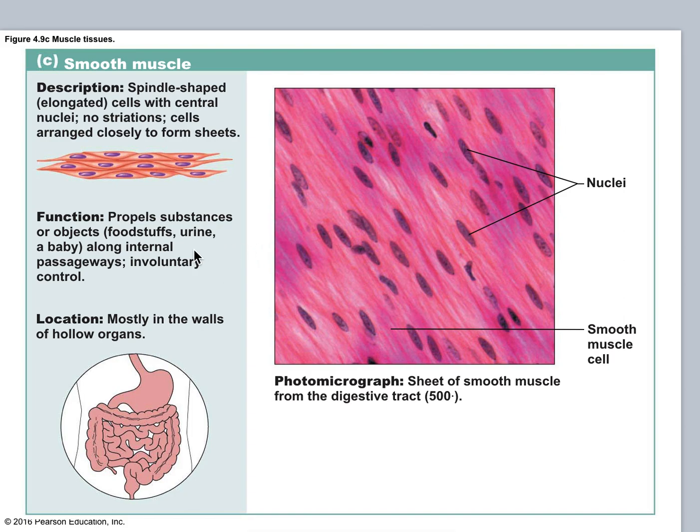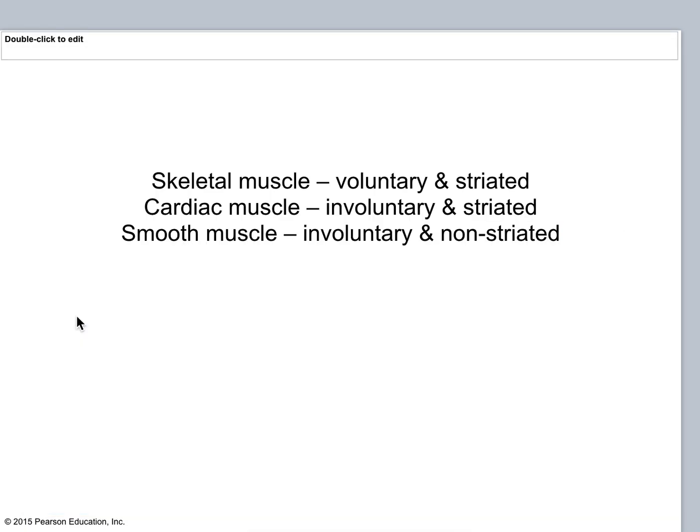Be sure to note the function of the tissue and the location on all these tissues, not just this one, but on all these slides have the same information. They have the description, have function, and have location. So be sure to know that for each of the tissue types. I put this in just to remind you that skeletal muscle is voluntary and striated, cardiac muscle is involuntary and striated, smooth muscle is involuntary and non-striated.